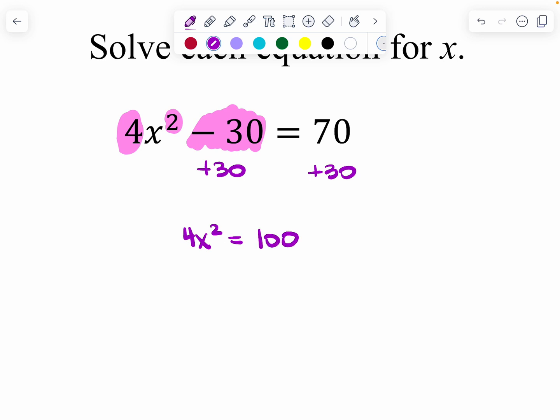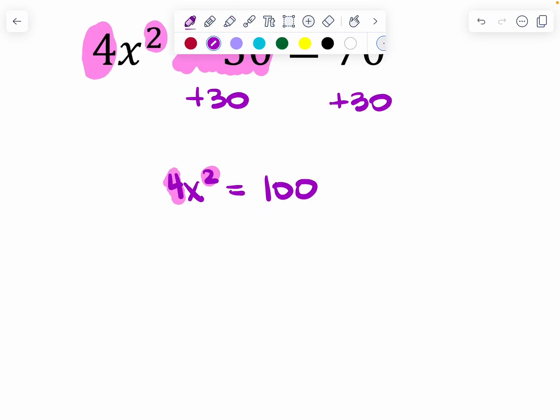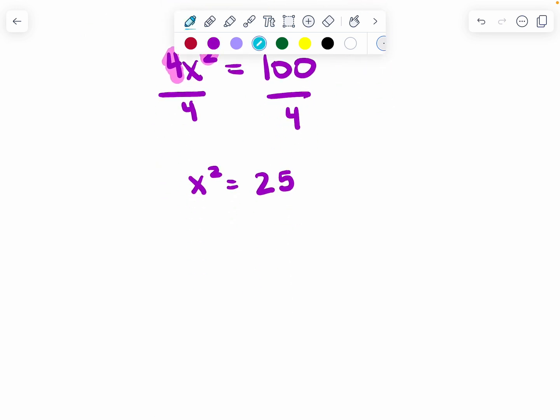And now again, what's x with? X is with 4 and x is with teeny tiny 2. Big numbers are big problems, so we get rid of them first. Let's tackle that. So that connection between the 4 and the x squared is multiplication, which we undo by division. And now we've got x squared equals 25. What's x with? Teeny tiny 2. We get rid of teeny tiny 2 with a square root. The square root of an x squared is an absolute value. The square root of 25 is what number times itself is 25, which we know is 5.